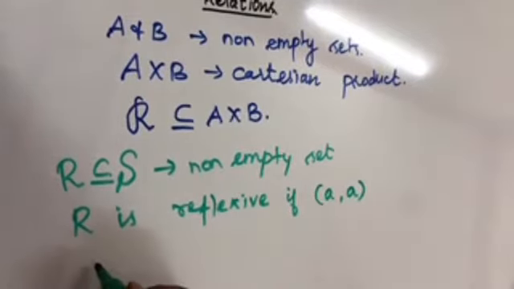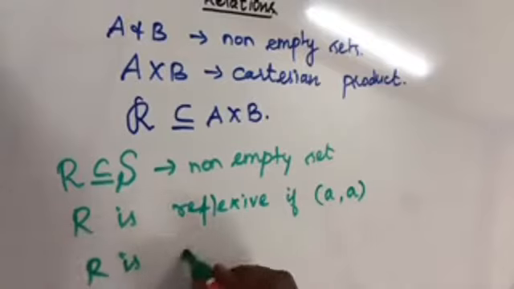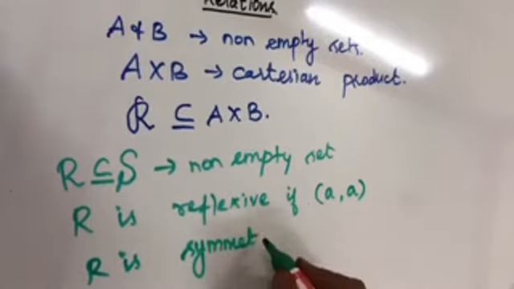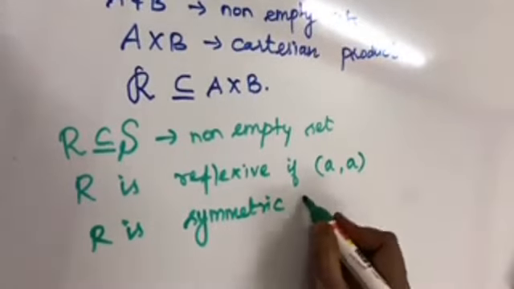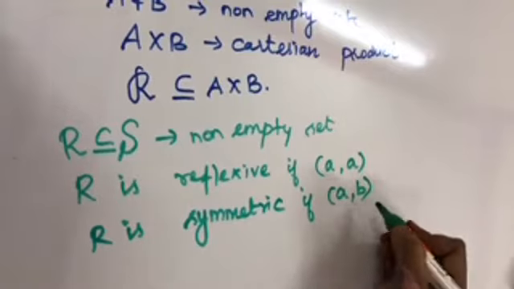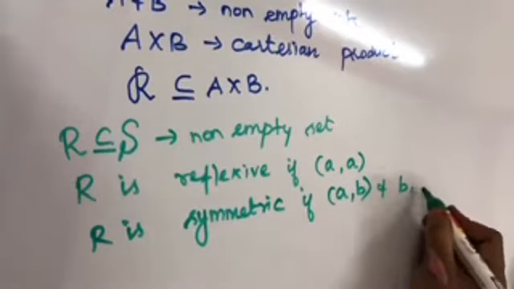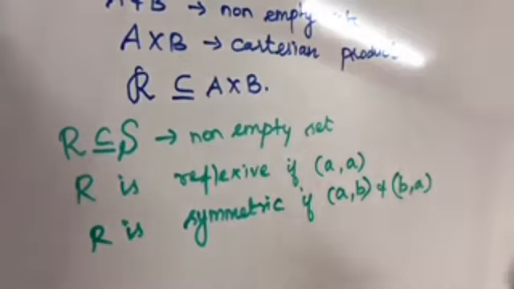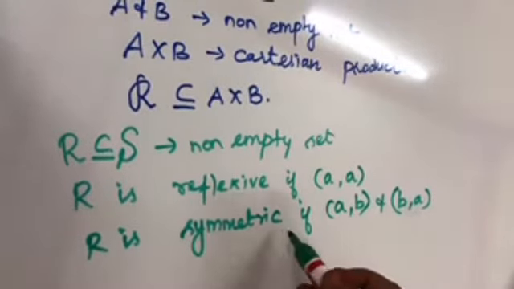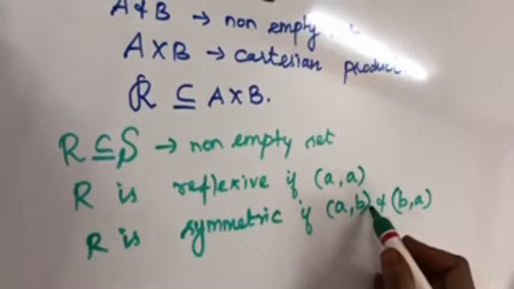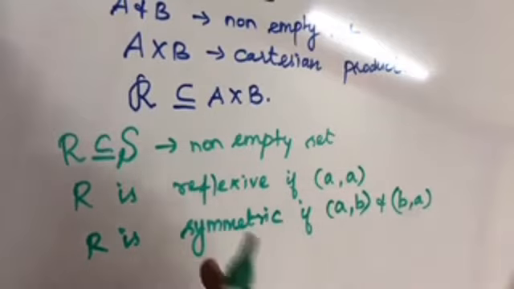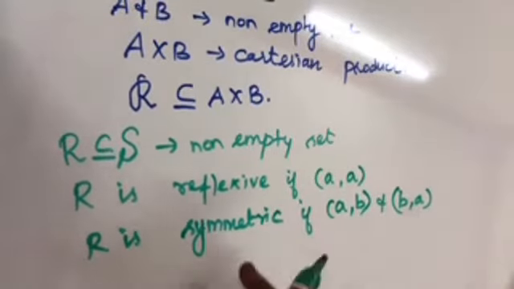Similarly, R is symmetric. This is the reflexive relation, and it is the symmetric relation if A is related to B and B is also related to A. I call the relation R symmetric. A should be related to B and B should be related to A. In this case I call R symmetric.